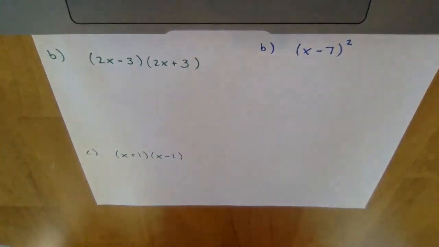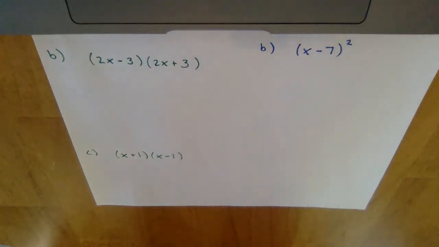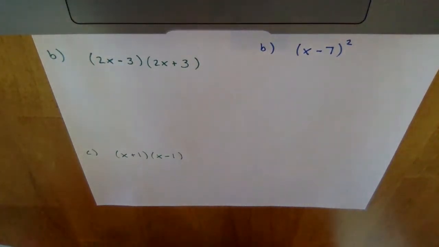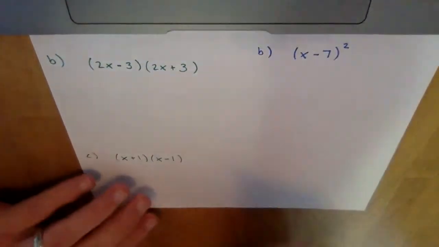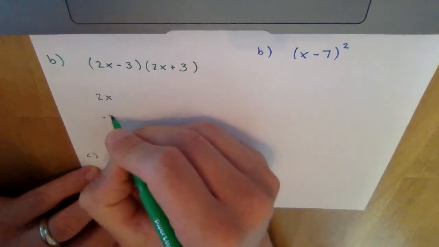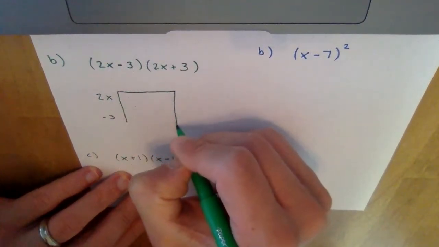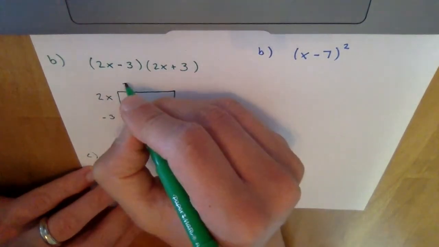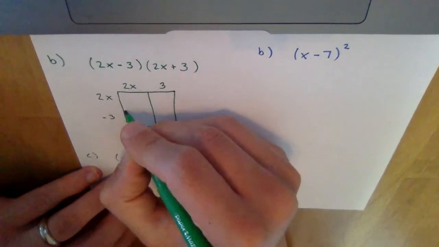Same idea, right? We've got these two binomials and they look super similar, except one of them has a -3 and one of them has a +3. And so I'll do this one using the box method. So I'm going to put 2x and -3 down the side. If you prefer to use the other method, you can. And then 2x and +3 on the top.